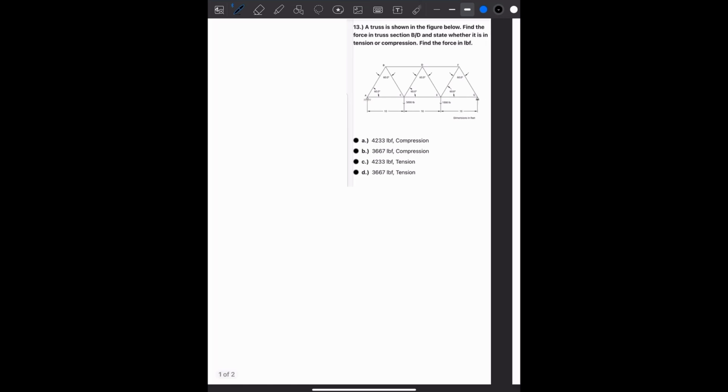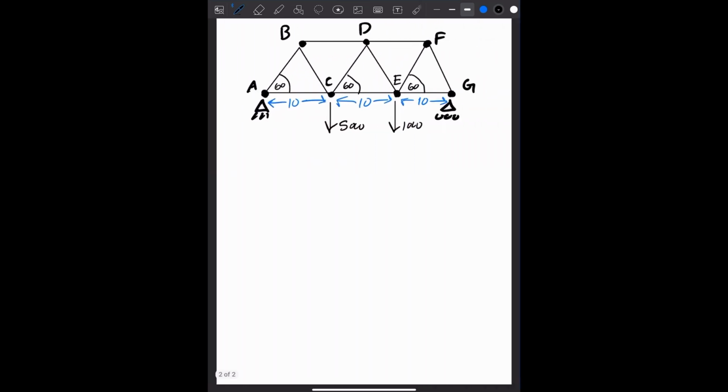Okay, so this is just sort of a classic truss problem. And I have the truss written down on this page right here. So let's go over what we're trying to find. What we're trying to find is the force that will be in this truss member BD right here. So we're going to be looking for force BD.